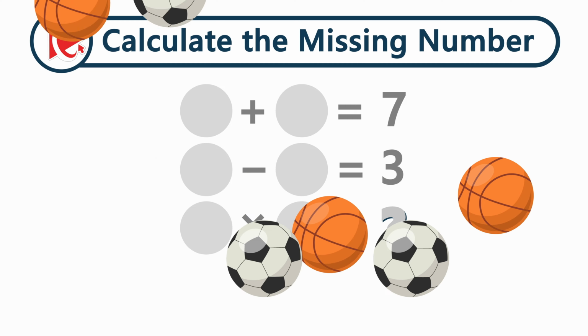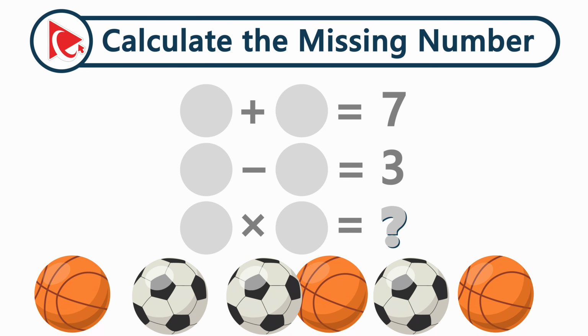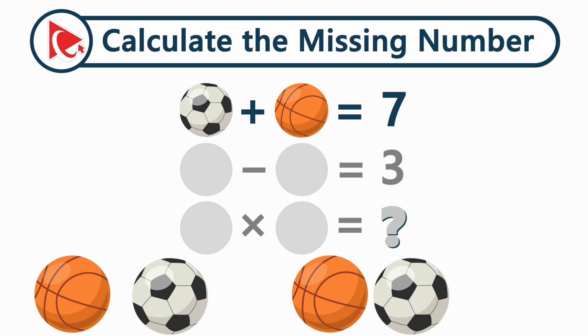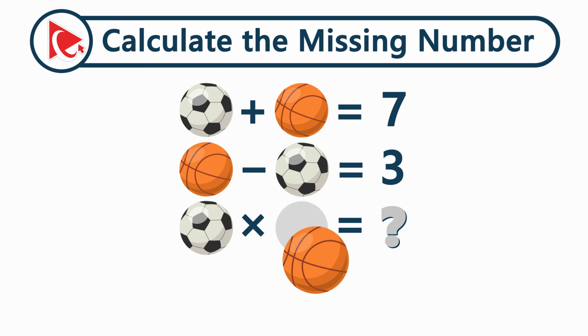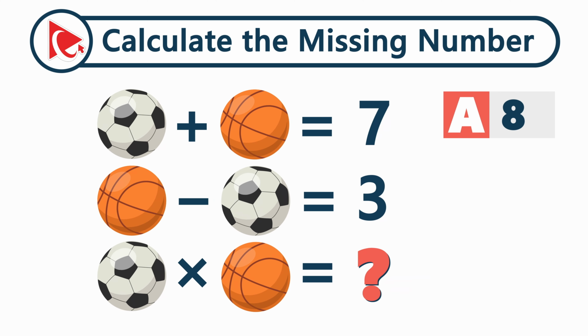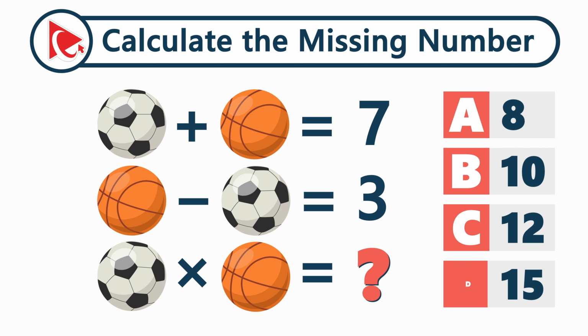In this question, you're presented with an unusual but very cool looking set of expressions. First expression is soccer ball plus basketball equals 7. Second expression is basketball minus soccer ball equals 3. And then the third expression is soccer ball multiplied by basketball equals the missing number, which you need to calculate and select your answer out of 4 possible choices. Choice A, 8, choice B, 10, choice C, 12, and choice D, 15.